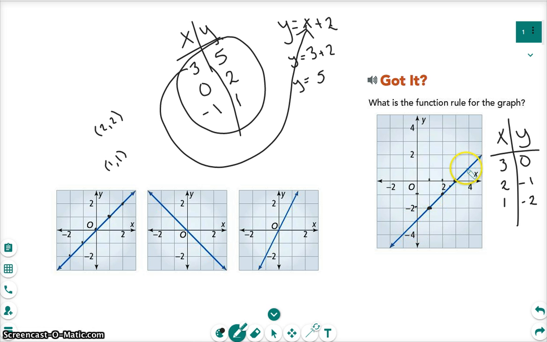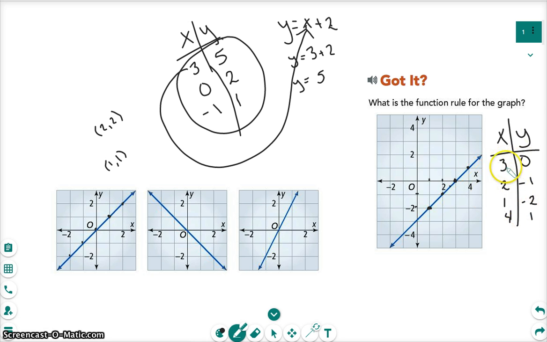So another coordinate that they touch right here is 4, 1. So go over 4, up 1. And that should be enough coordinates. Let's see if this is good enough to help us get a rule.